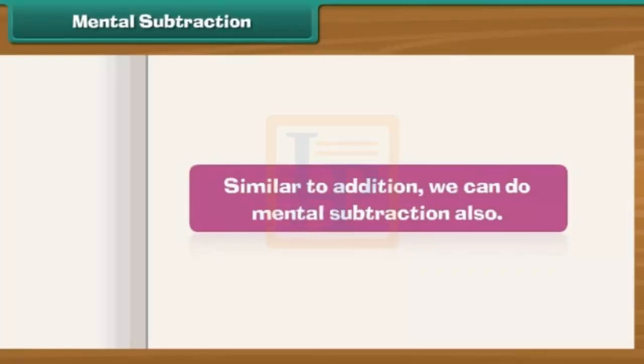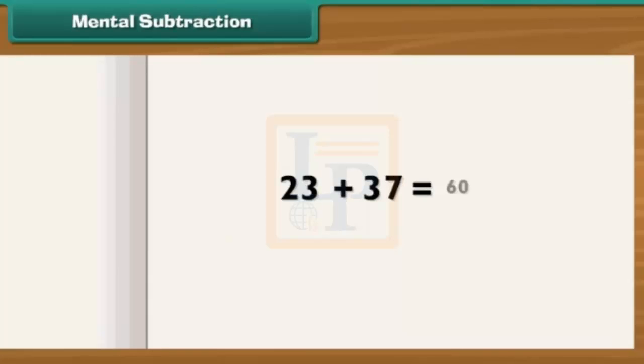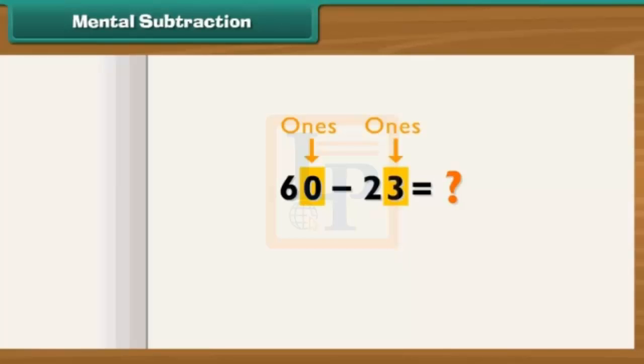Mental subtraction. Similar to addition, we can do mental subtraction also. In addition, we are given two numbers and we have to find their sum. But in subtraction, we are given the sum and we have to find one of the numbers. The ones place of 60 is 0 and ones place of one of the numbers is 3. So we have to find what should be added to 3 to make it 10. 7 is to be added to 3 to make 10. Thus, the ones place of the second number is 7.